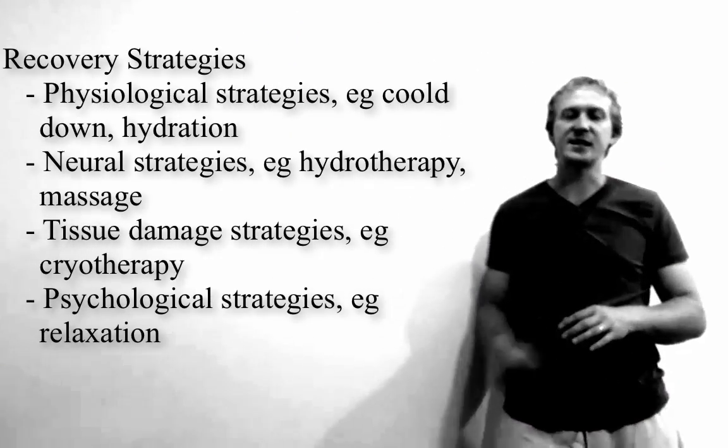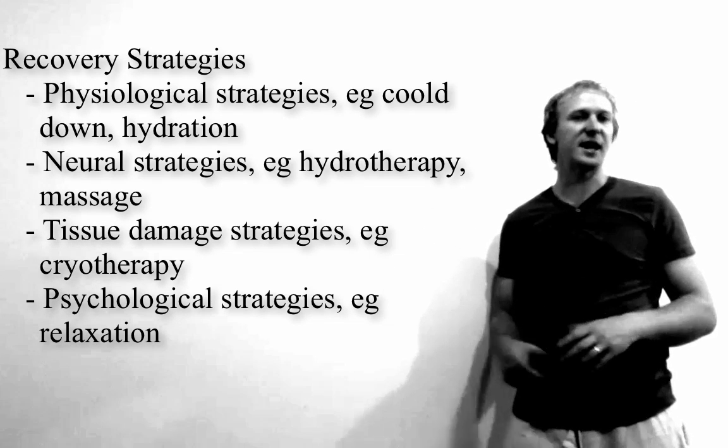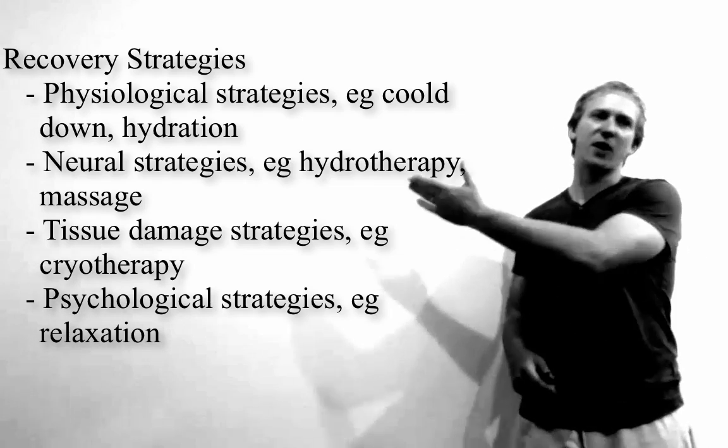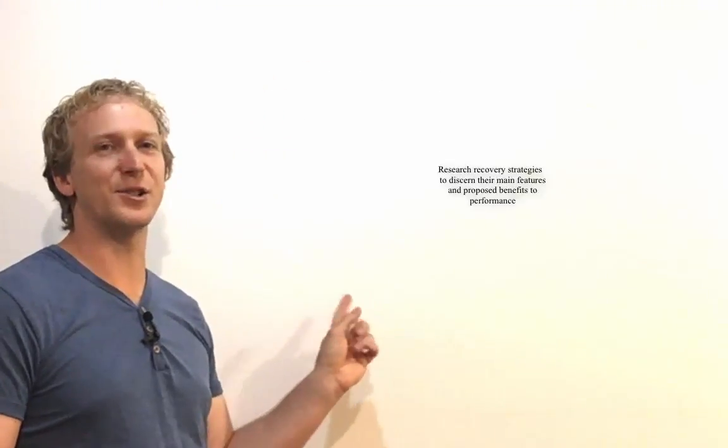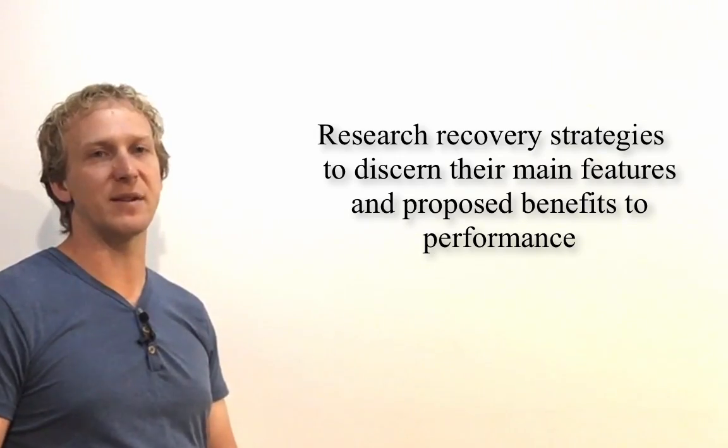The learn about here asks you to learn about recovery strategies that include physiological strategies, neural strategies, tissue damage strategies, and also psychological strategies. And they actually provide you a bunch of examples as well to go with this learn about. The learn to asks you to research recovery strategies to discern their main features and the proposed benefits for performance. So really all that means is you have to go do some research, find some recovery strategies, find out what's involved in them, what they reckon they'll do for you, and that's about it. You should be critical as you do that, but your syllabus doesn't ask you to be.